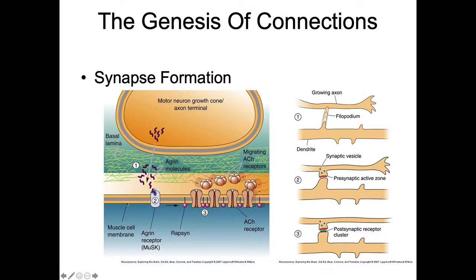So what's going on? We have a couple of things that are happening. First of all, there's a signal that's being sent from the motor neuron to the muscle cell called agrin. Agrin binds to a receptor here called the agrin receptor, or MuSK. What this does is that it helps to activate this rapsyn molecule here that ultimately then helps to anchor and aggregate, hence the term agrin, these acetylcholine receptors.